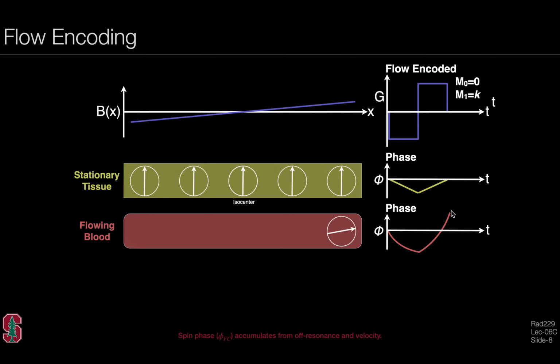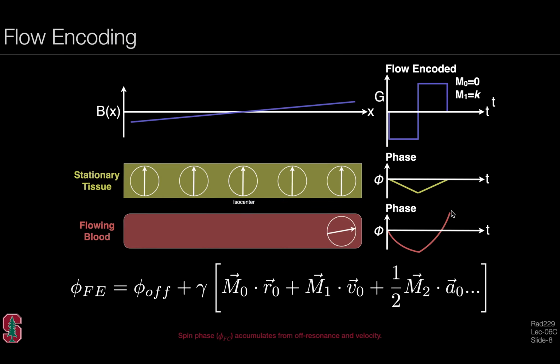And the net phase that we end up with is actually linearly proportional to the velocity, which is not immediately obvious until we look at the equations. So here we revisit the phase for the flow encoding echo, which is still the sum of an off-resonance phase plus some motion sensitive phase.